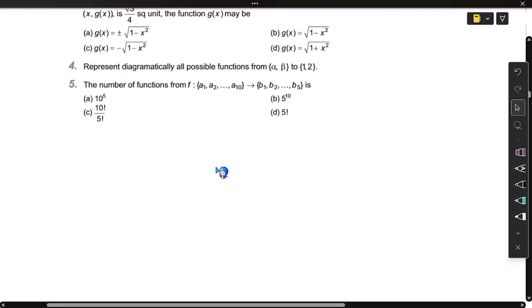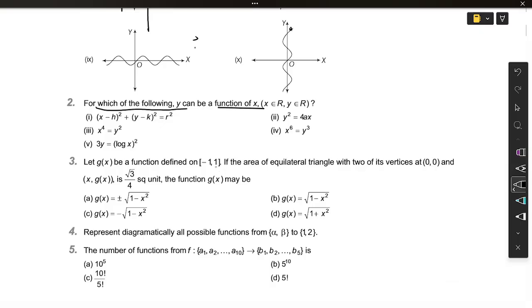So this question says, for which of the following is y a function? x belongs to R, y belongs to R. So we are giving an R to R function, right? R to R means here that the range is in R and the codomain is also R. I should tell you that the codomain is a superset of the range, right? And the range is a subset of the codomain, right? Range is the subset of codomain.